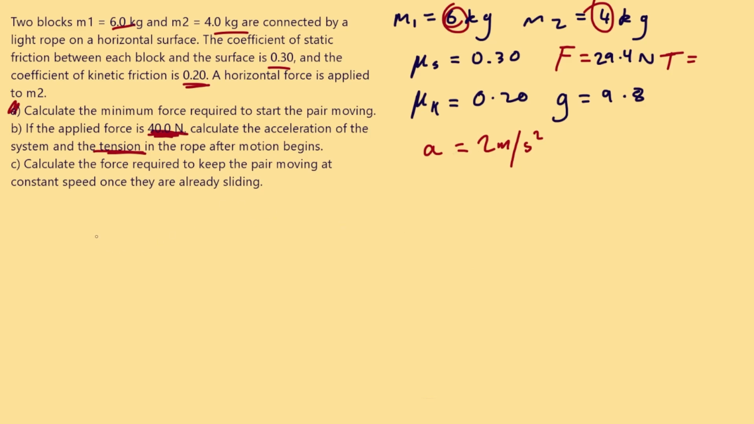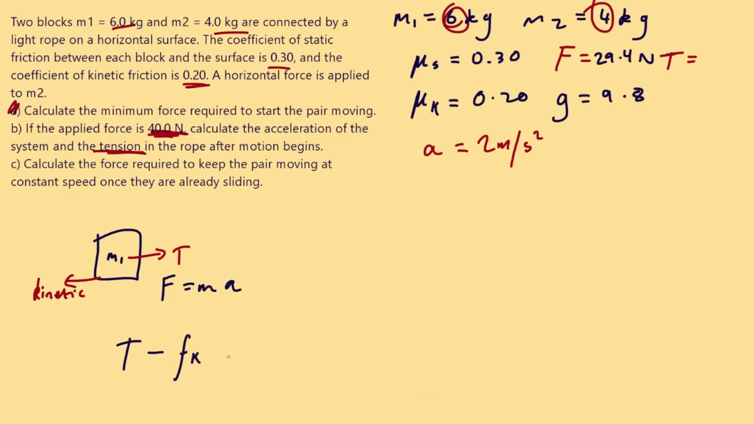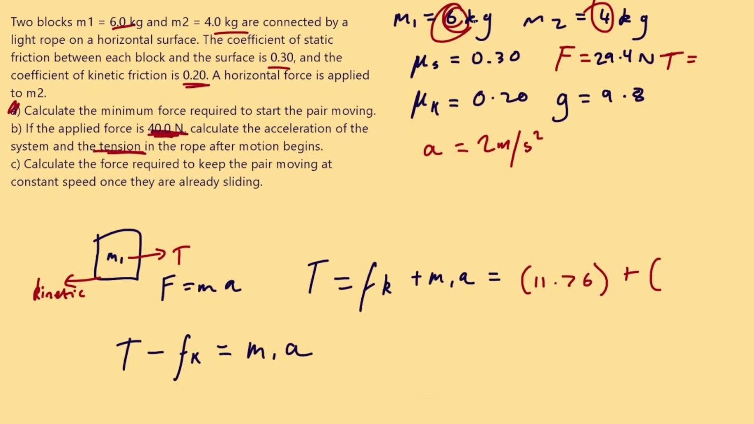Let's simply examine mass 1. I didn't draw a diagram because if you can work with numbers alone, it is a good skill to have. We've got tension, and opposing tension is kinetic friction. This means if we write a Newton's second law equation for this, we get T minus friction equals ma. We can easily solve this now. So rearrange, we get tension equals Fk plus m1a. Substitute our values. So 11.76 plus mass 1 times acceleration. And tension is 24 newtons.